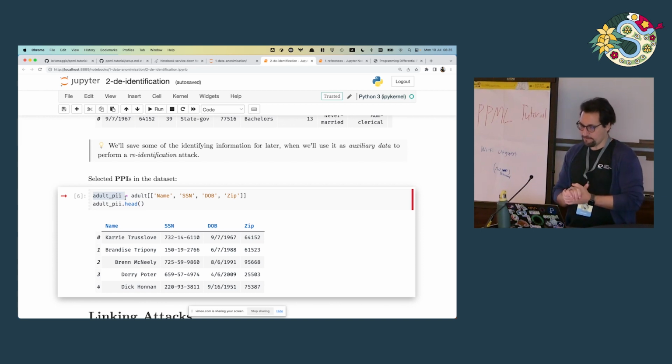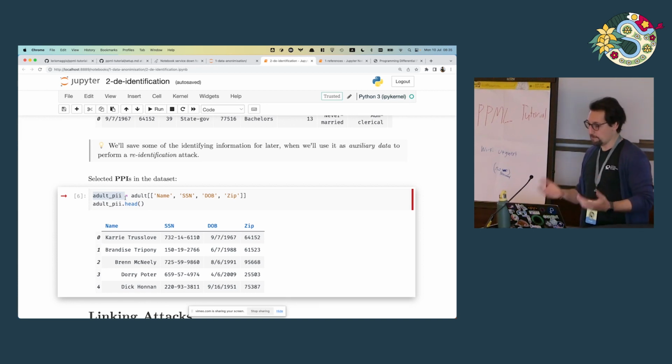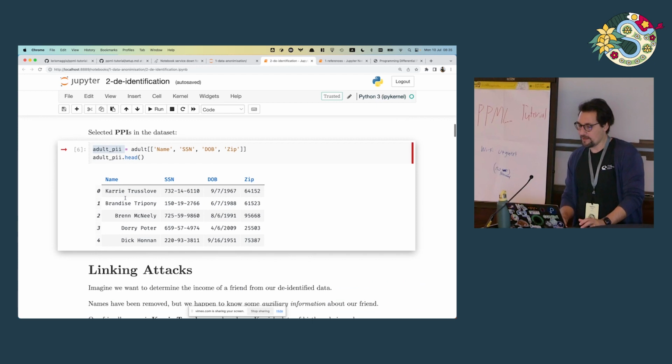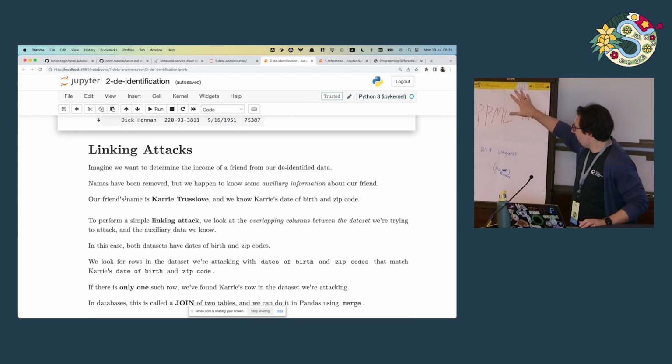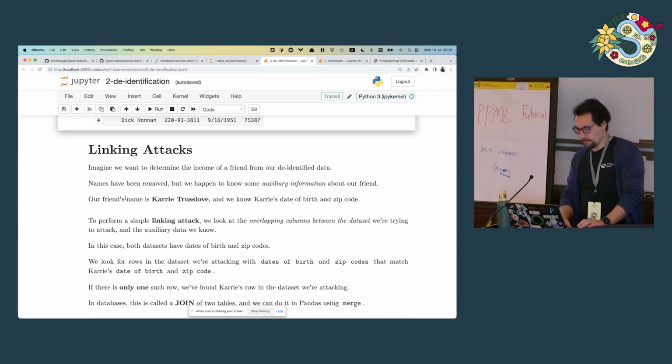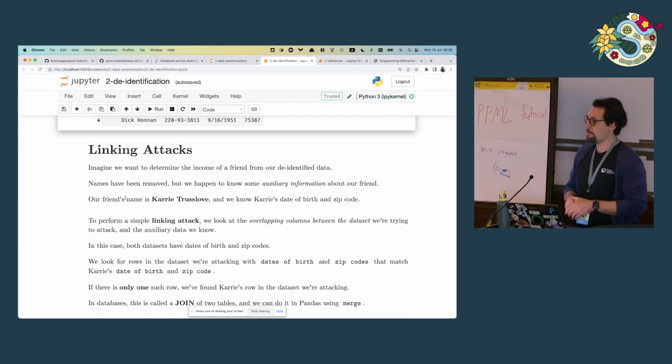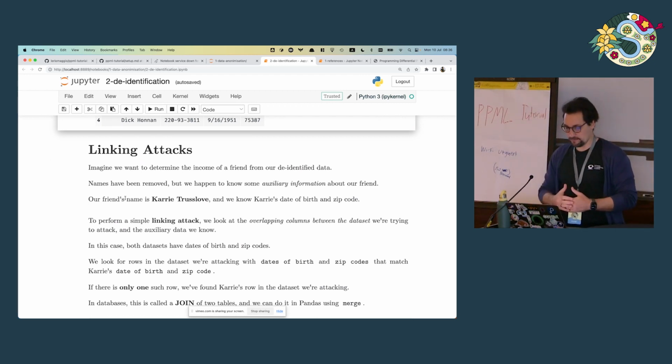So imagine that we have our friend's name, Kerry Truslov, with some specific information. This is the entry for our friend in the database, just to be clear. So we know that our friend is in the database, but this is before having any de-identification on the dataset. And the auxiliary information we have, so we play fair and we say, okay, we have some database of date of birth and zip codes. It's a list of date of birth and zip codes. This is what we have.